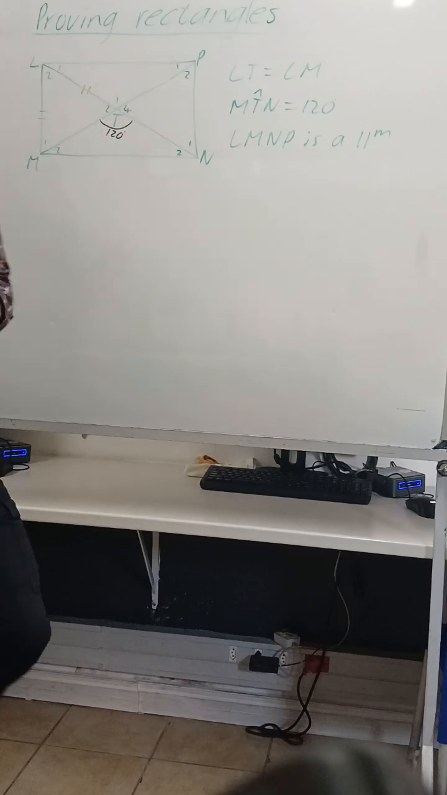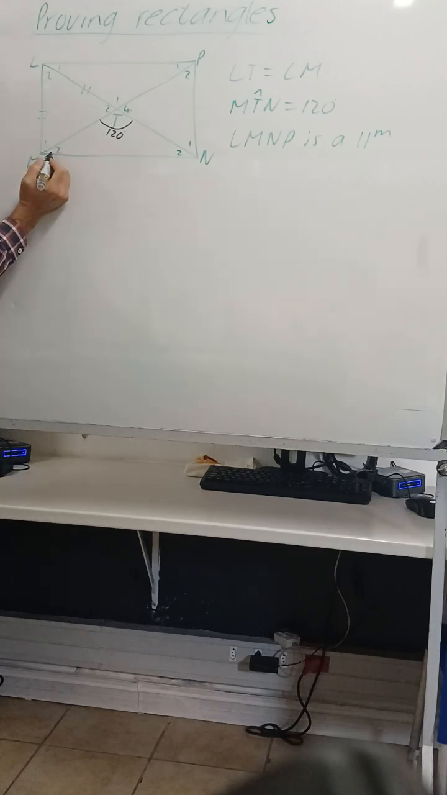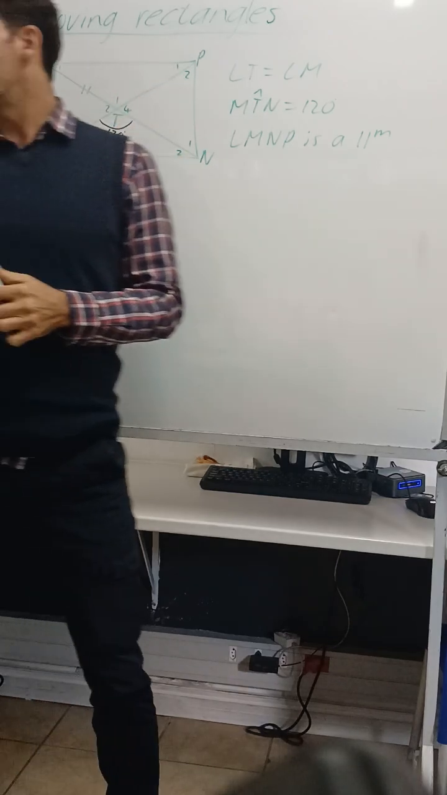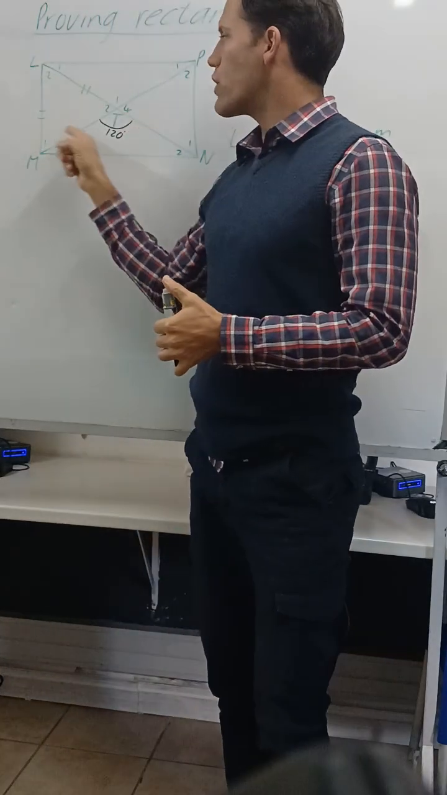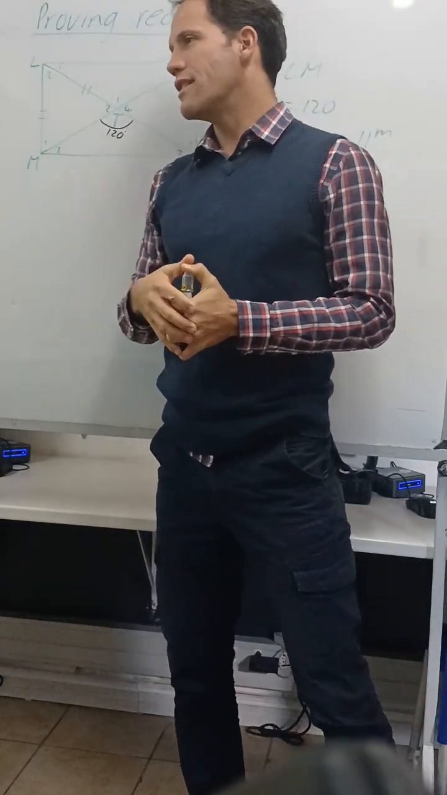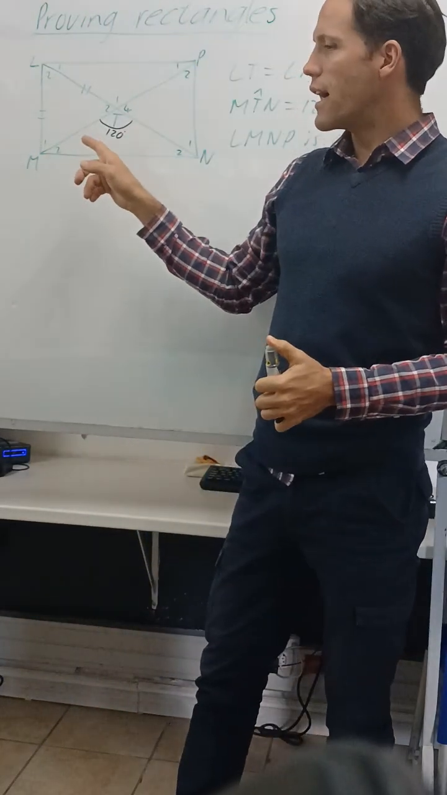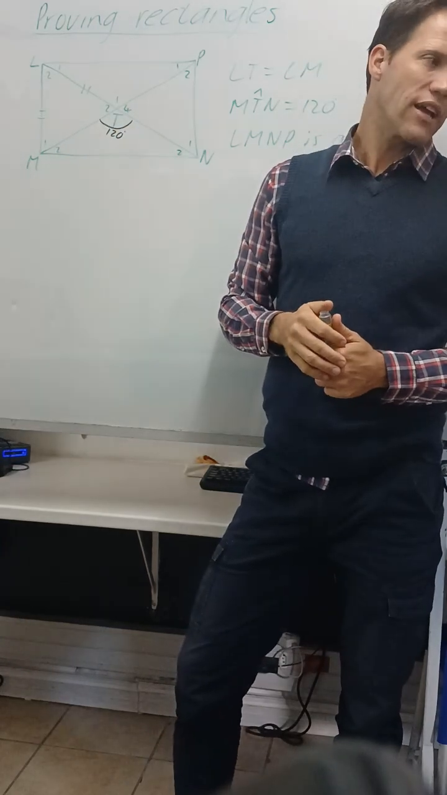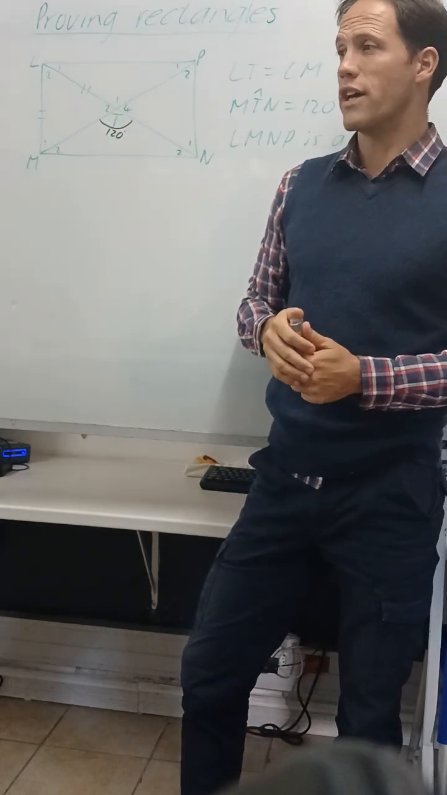So what is the difference between a parallelogram and a rectangle? The rectangle has a 90-degree angle at the corner. It looks just like a parallelogram except for the fact that it's got a 90-degree angle at the corner. All the angles are 90 degrees. So all you need to prove is that one of the corner angles is 90 degrees. If you can prove that this angle here is 90, then you can say it's got to be a rectangle. So you must prove that.